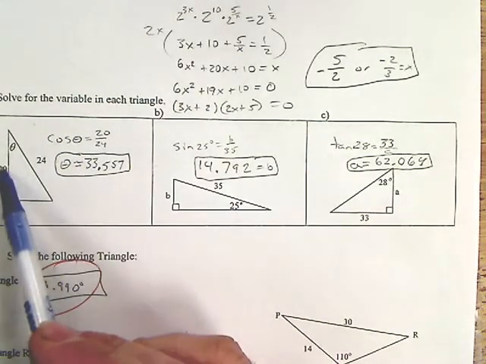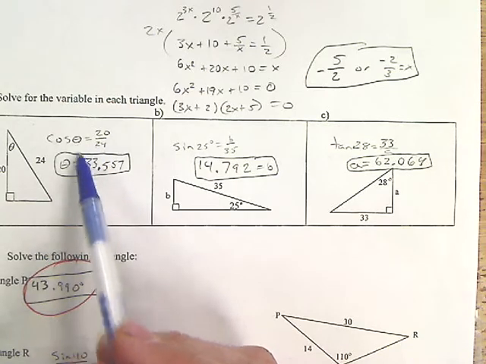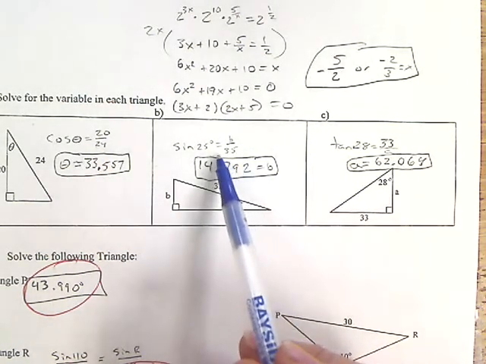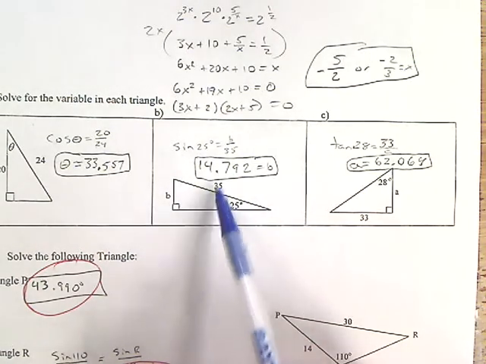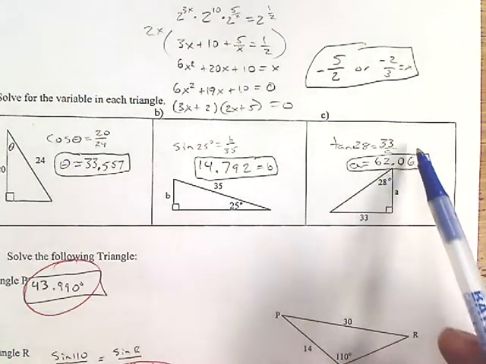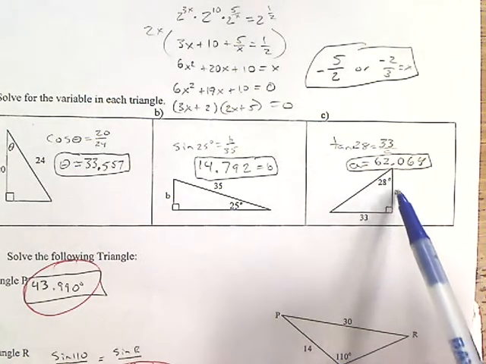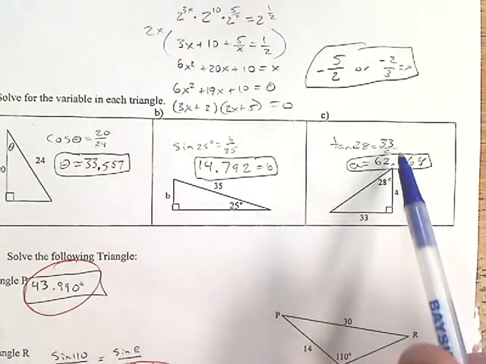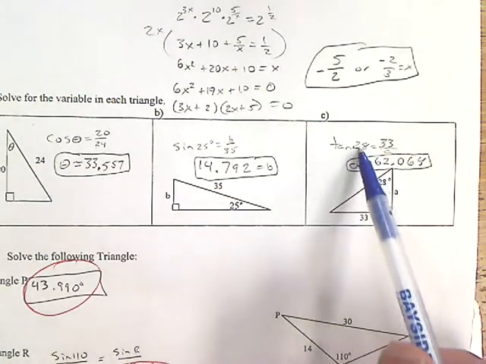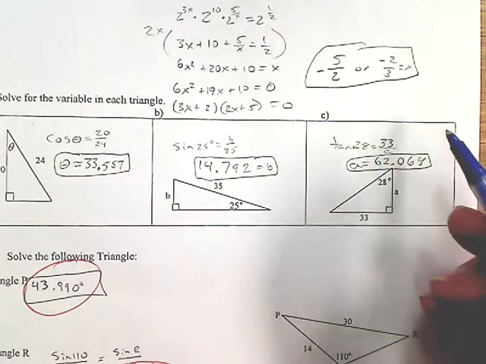Cosine is just the adjacent over hypotenuse, and to solve it, use the inverse cosine. And then we have sine, opposite over hypotenuse, multiplied by 35 on each side. And then we have tangent, which is opposite over adjacent. And then you'd multiply by a and then divide by the tangent of 28. So it's 33 divided by the tangent of 28 degrees.